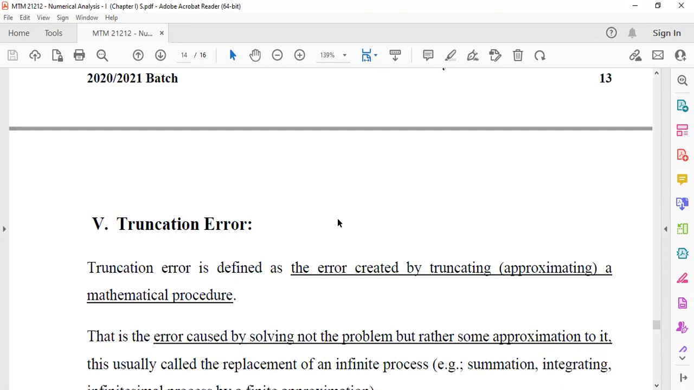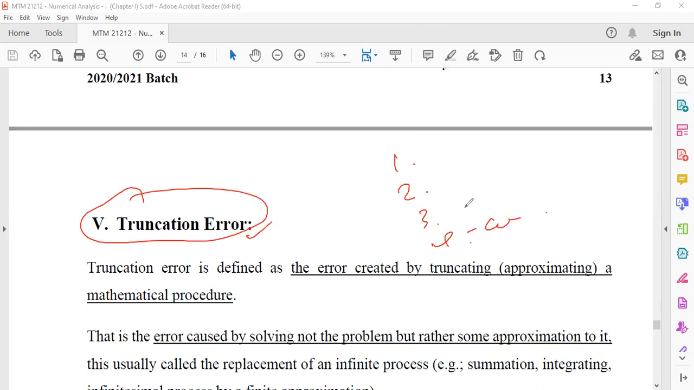You have to know we have seen 5 kinds of errors already. So you have to go back and check what is 1, 2, 3, 4. This will be the 5th one, truncation error. This will be computational error, error measurement, everything, uncertainty and limitation like that. Check all the errors and understand them. Now let's see what is truncation error.